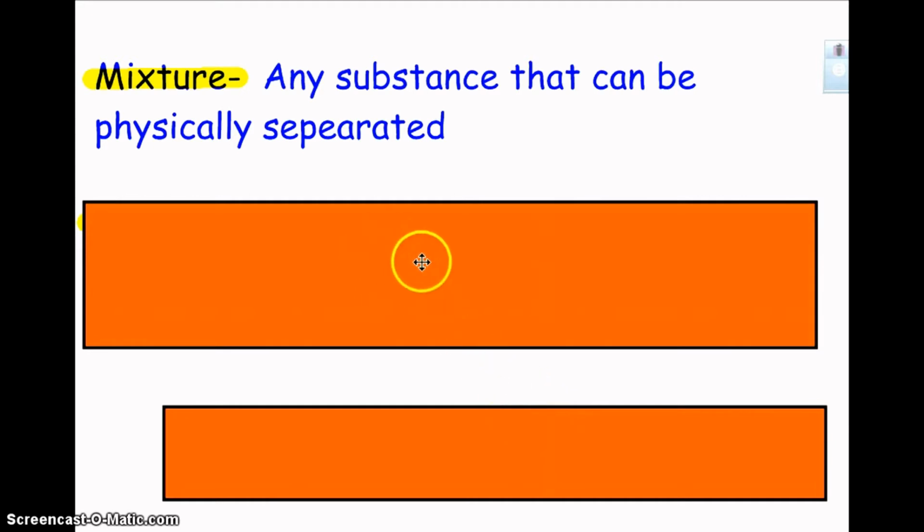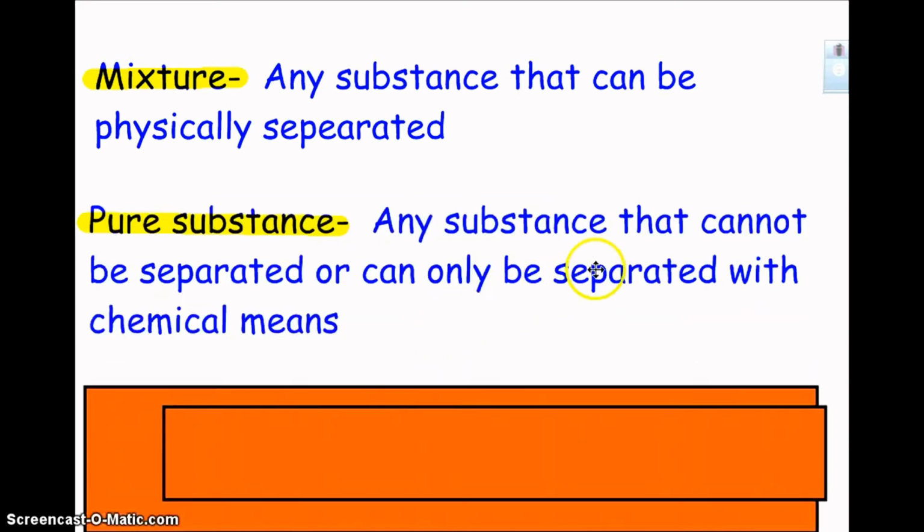A pure substance, quite the opposite. It's pure. It's a pure substance. Any substance that cannot be separated or can only be separated by chemical means. So, for example, water would be a pure substance. It can only be separated by chemical means. My cereal this morning would be a mixture. Okay, it can be separated by physical means.